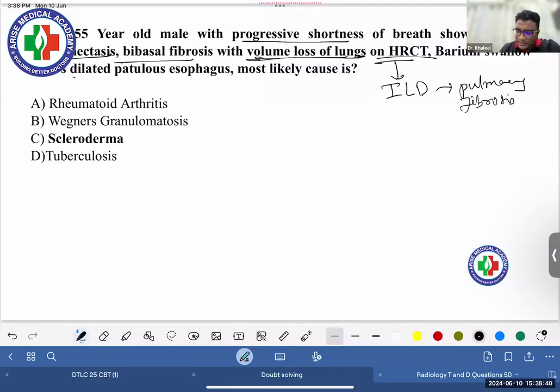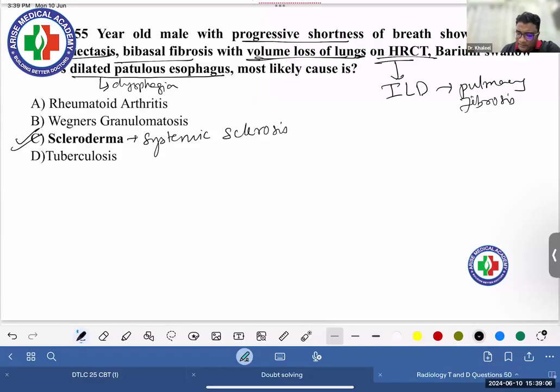Barium swallow shows a dilated patulous esophagus. And what is the most likely diagnosis? Basically, the patient is having poor contraction of the esophagus also. There is a dilated patulous esophagus. There is dysphagia in the patient, because the esophagus is becoming dilated. So you know there won't be much contraction. All of this is suggestive of systemic sclerosis, right? Systemic sclerosis.